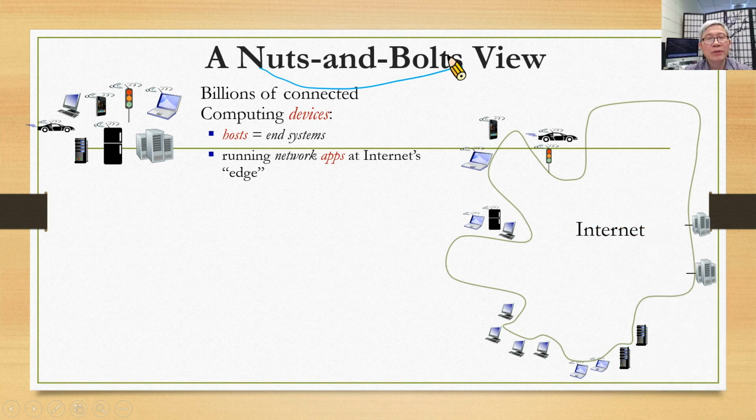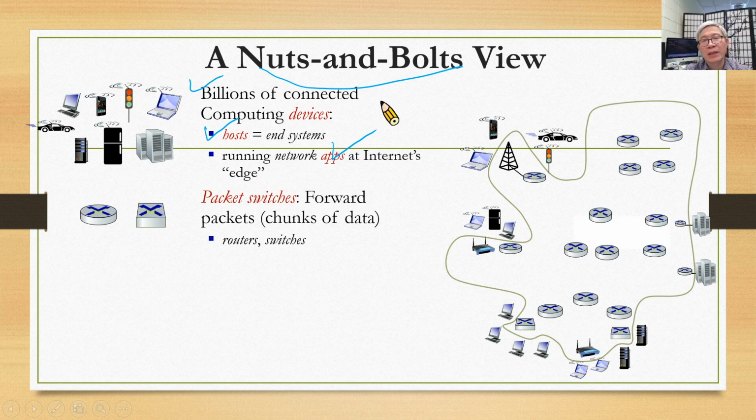Let's check the components. In the internet, we will have billions of interconnected computing devices. Devices include hosts, which are the end systems, and all the hosts run the apps. And to exchange messages, in fact, we have the packet. The packet needs a packet switch to be exchanged so that the packet can be forwarded.